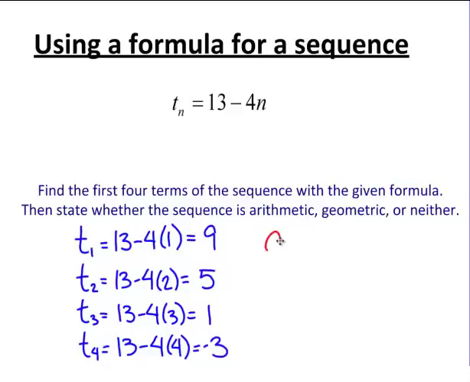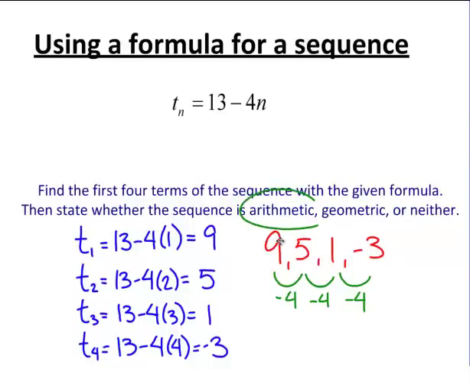So based on what we just did with the formula, the first 4 terms of this sequence are 9, 5, 1, and -3. We can see that there's a pattern to these, that to get from one term to the next, you're subtracting 4 every time, which means that based on the pattern we've seen, this is an arithmetic sequence.